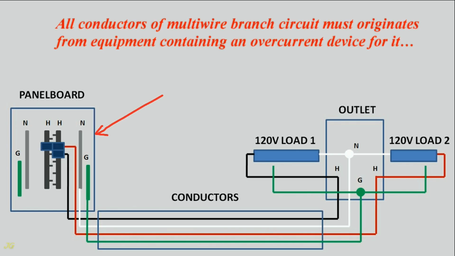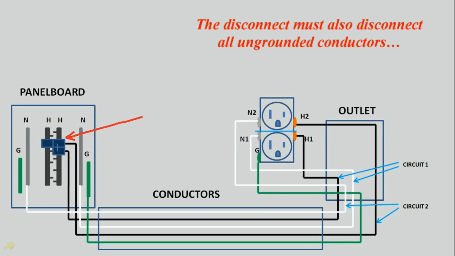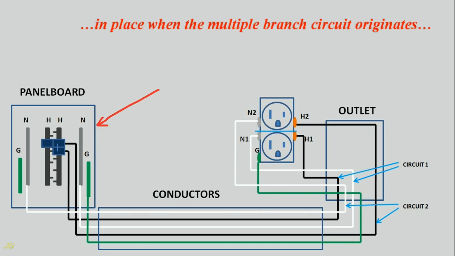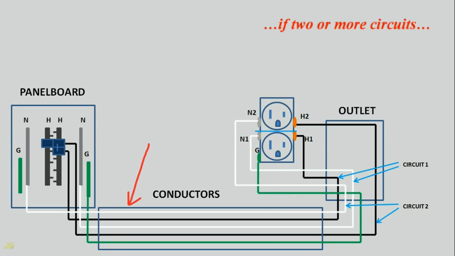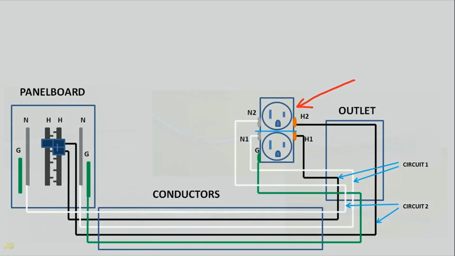All conductors of a multi-wire branch circuit must originate from equipment containing an overcurrent device for it, and have a disconnect which simultaneously disconnects all ungrounded conductors in the place where the circuit begins. The disconnect must also disconnect all ungrounded conductors in the place where the multiple branch circuit originates, if two or more circuits supply a device or equipment on the same mounting strap or yoke.